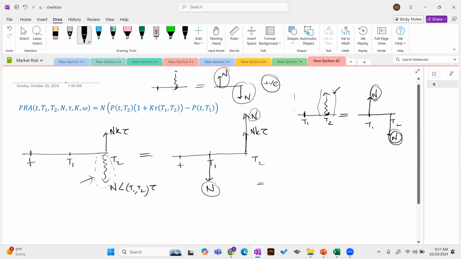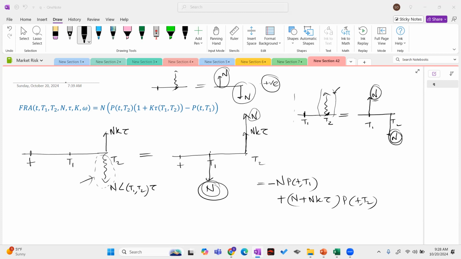And this is equal to what? Look at this. These are now all fixed. N discounted to today. This is negative because it is an outflow, and the inflow is N plus NK tau discounted to today. Is this the same? Check it out. So you can take N common. It will be 1 plus K tau discounted by P(t,T2), and minus P(t,T1), whole into N.